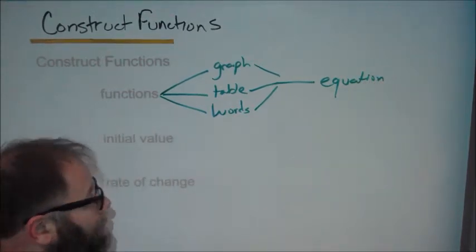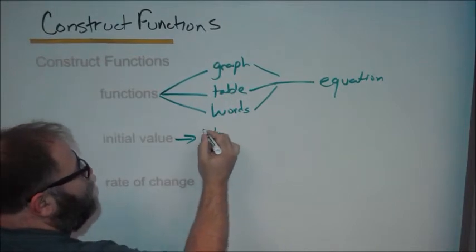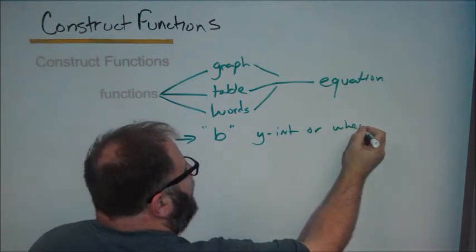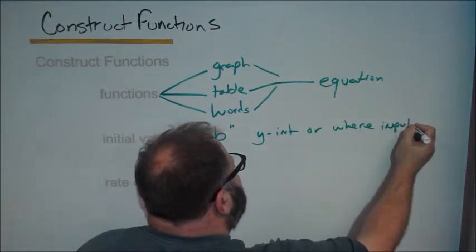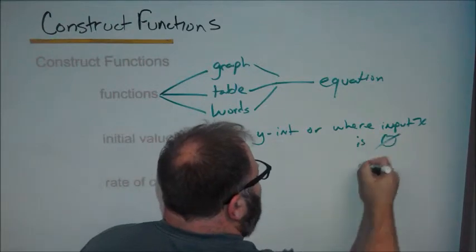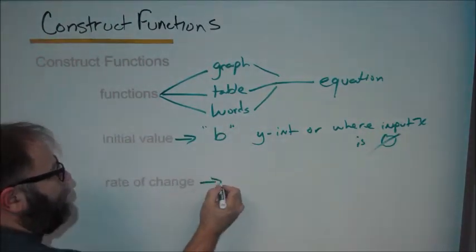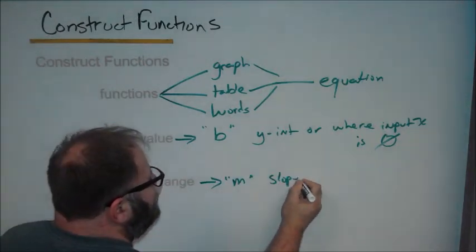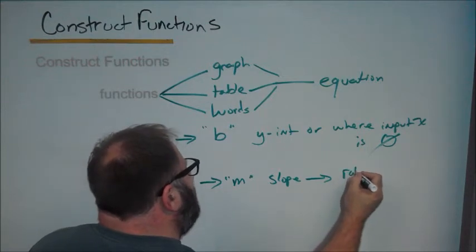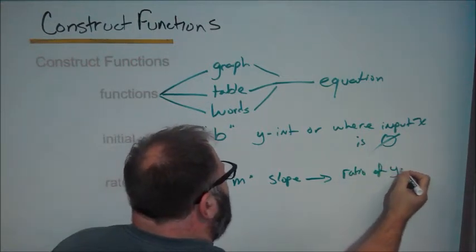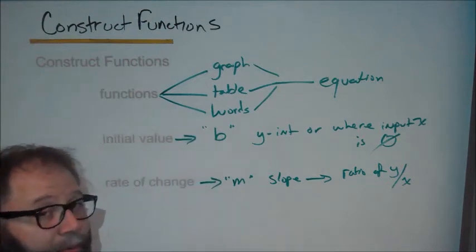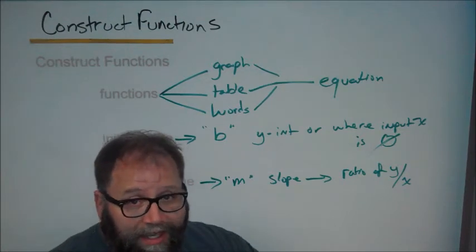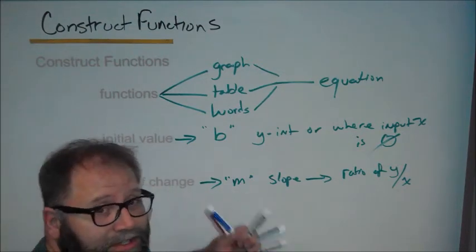And from that equation, we want to be able to interpret the initial value, which is b, or the y-intercept, or where the input x is 0. And we also want to figure out what the rate of change is, which is the slope, or m. And then that is the ratio of y to x, but then with the qualitative values of those things, so you know exactly what's being compared. Okay, constructing functions. Good luck.